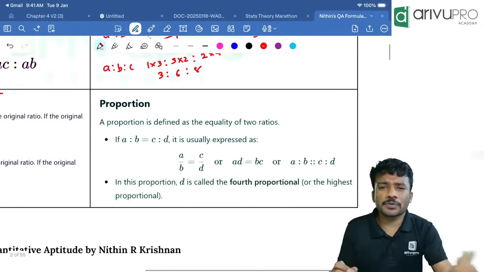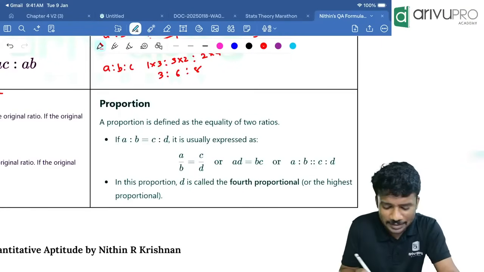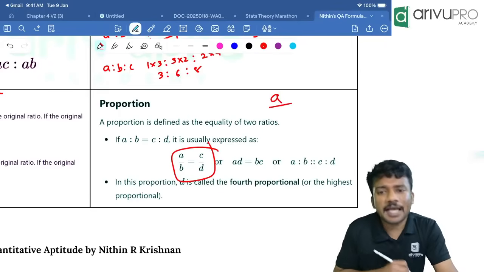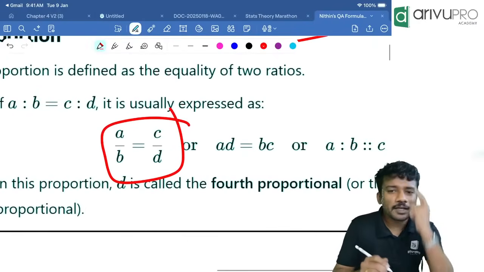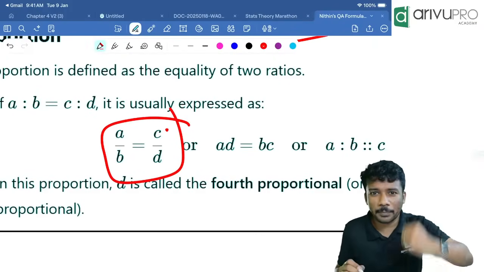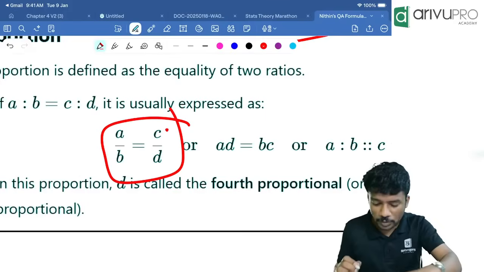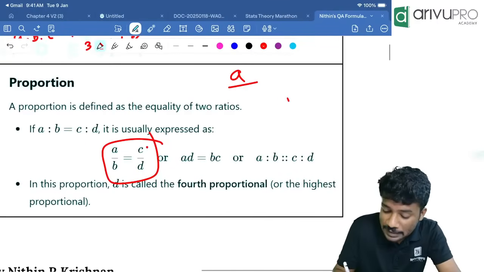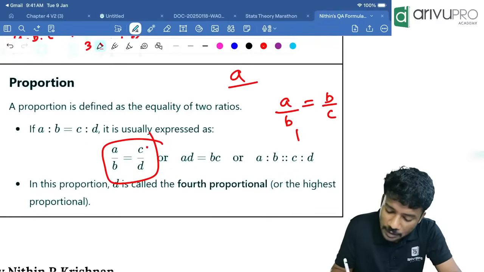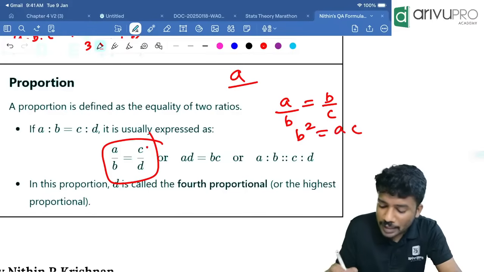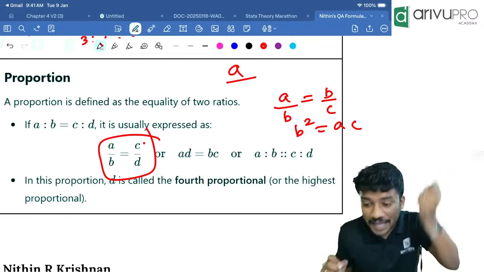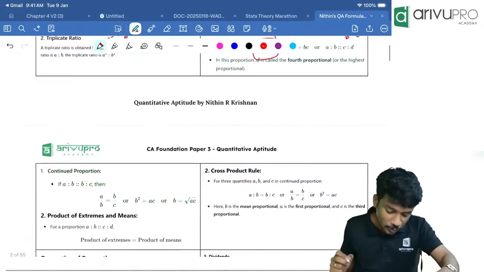Then coming to proportion. Proportion is nothing but an equality of two ratios. So A by B can be written as C by D. A is called the first proportional, B is called the second proportional, C is called the third proportional, and D is called the fourth proportional. If in case it is like this, A by B is equal to B by C, then B square is equal to AC, where B is called the mean proportional. That is also important.